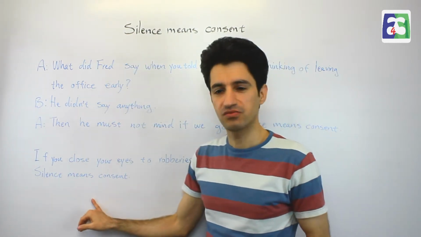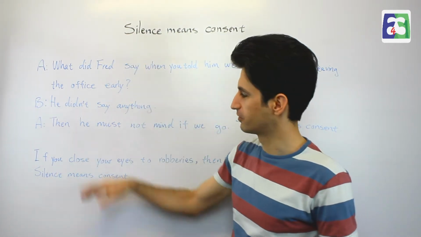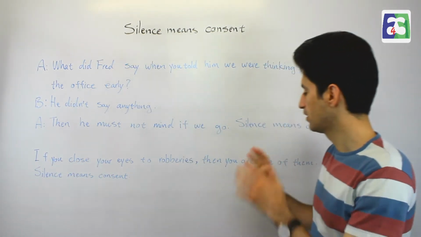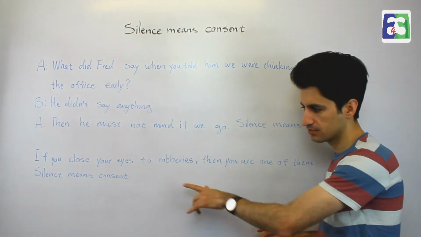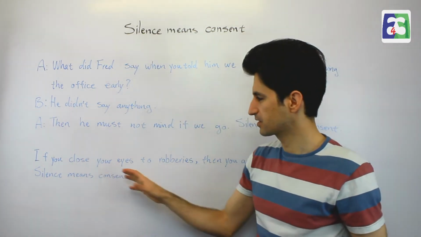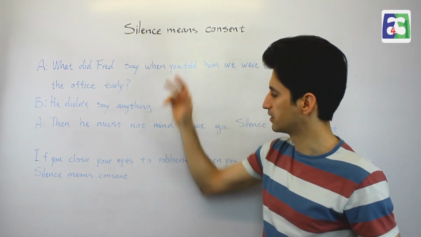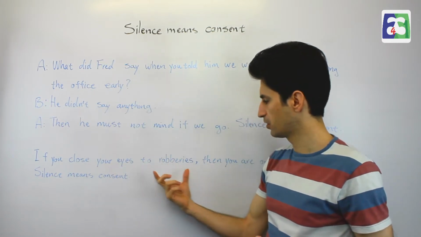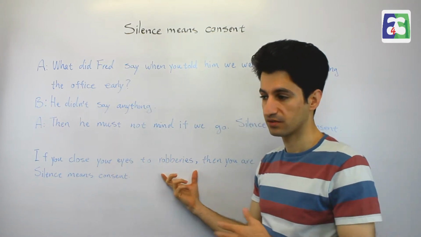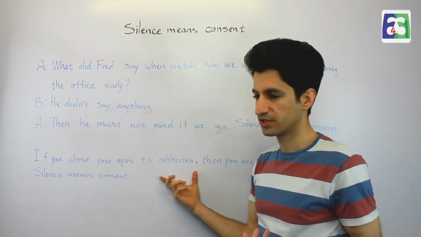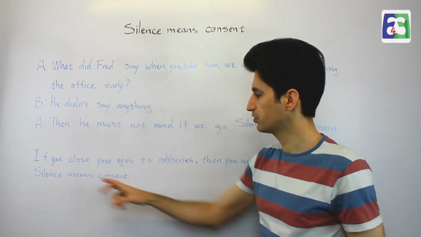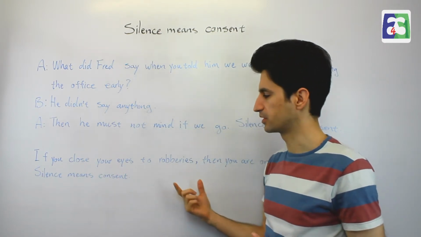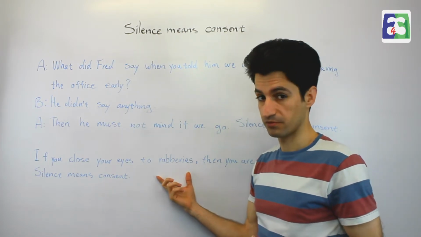Okay, now let's look at this one, which is also kind of the definition of this. And that is, if you close your eyes to robberies, then you are one of them. Silence means consent. This is kind of the definition of the expression, but this time on robberies. So you are aware of some robberies that are taking place around you. You see those things around you, but you close your eyes to them. Means you do not report the robberies. You do not stop them from doing that.